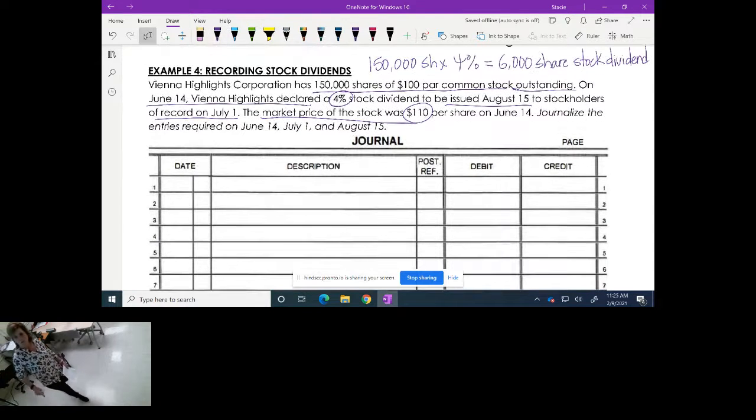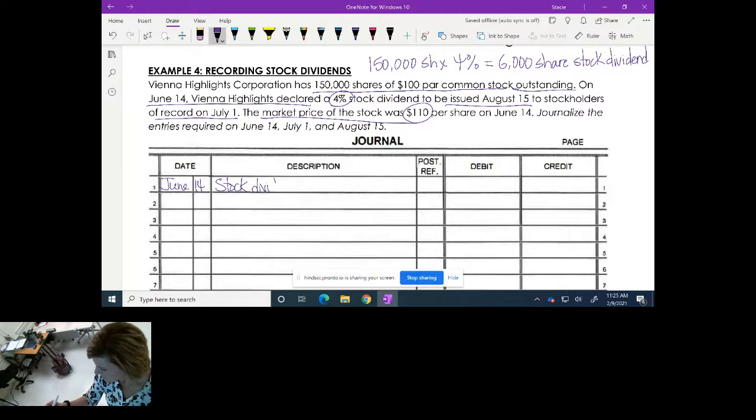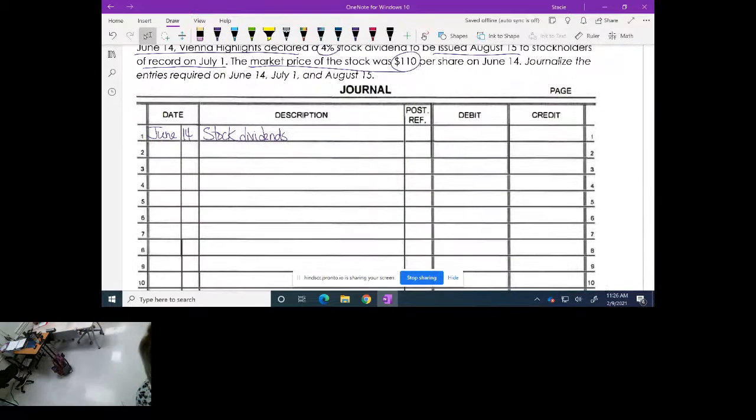So on the date of declaration, we are going to debit stock dividends. What are we going to do? Multiply that 6,000 by 100. No. Yep, it's 6,000 shares, which is the stock dividend amount, times market value. So how much is that? 660. 660?